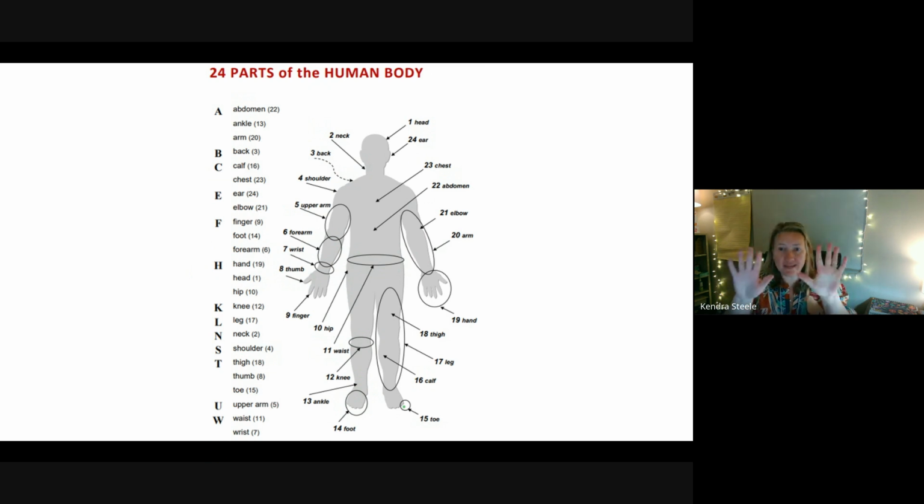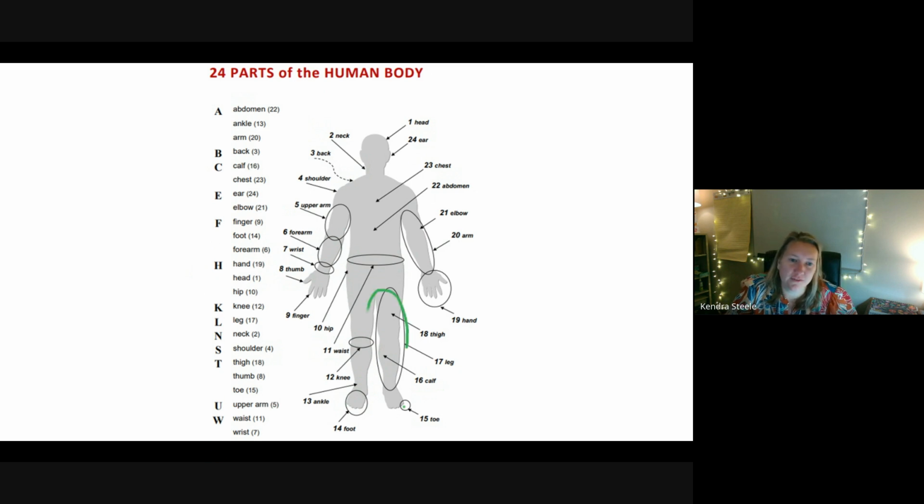So on your hands, you have fingers. On your feet, you have 10 toes, okay? So it's trying to show one toe, okay? 16 is your calf. This is a muscle on the back of your lower leg, okay? If you exercise, if you walk, if you run, your calf muscle might stick out a little bit, okay? It just means you're strong. So this is your calf muscle on the back of your bottom leg.